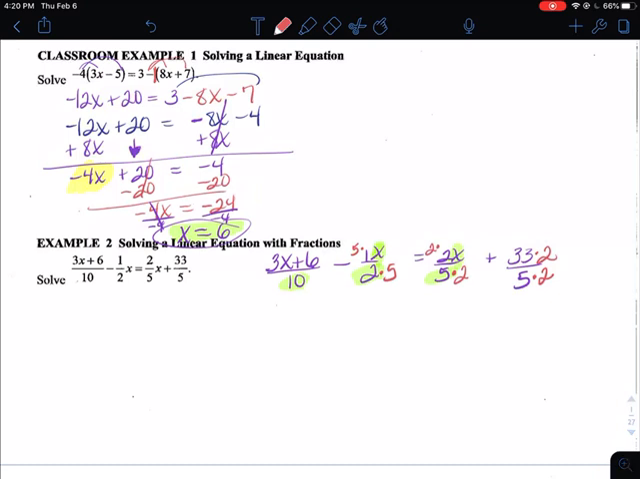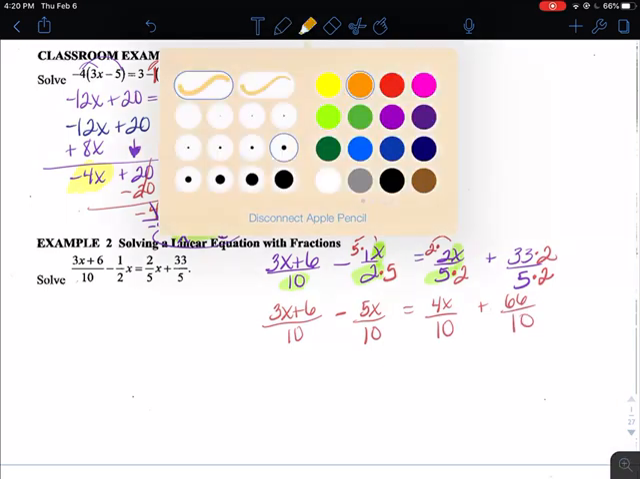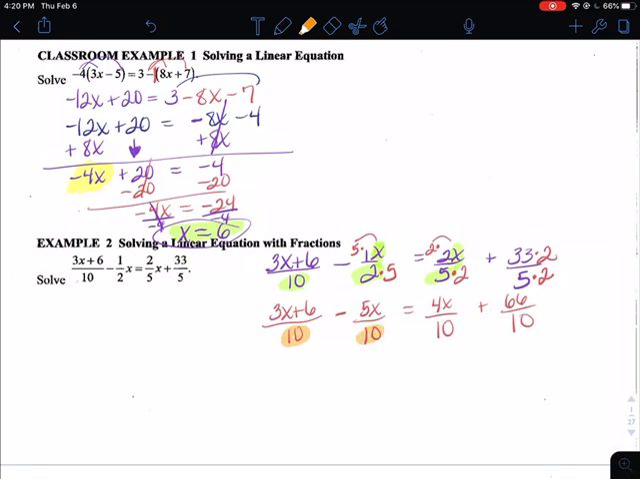So in this next step, I'm going to rewrite everything. All right, so this is 3x plus 6 over 10 minus, when I do 5 times 1x, I get 5x over 10 equals 2 times 2x is 4x over 10 plus 66 over 10. And if you notice, all the denominators are the same.